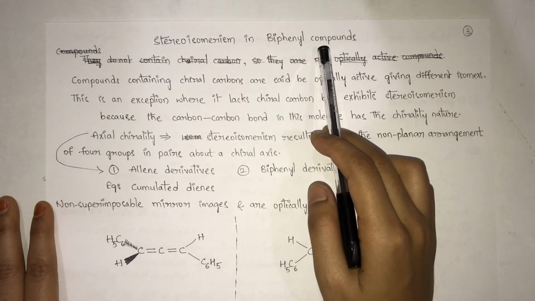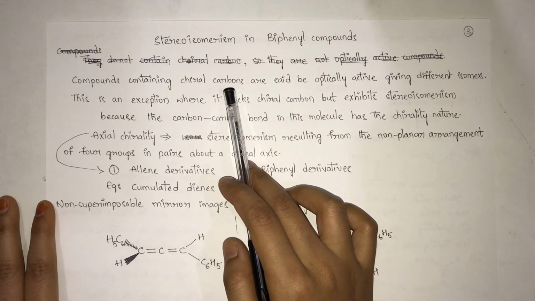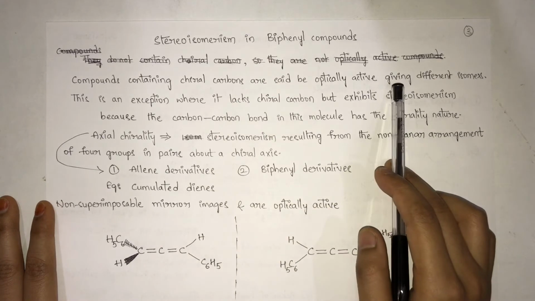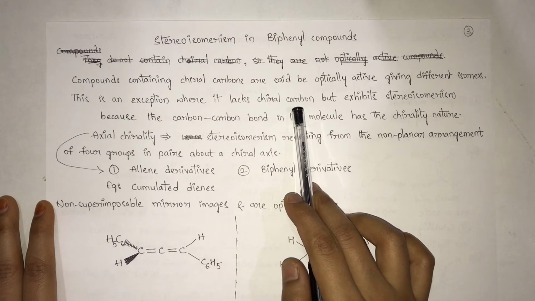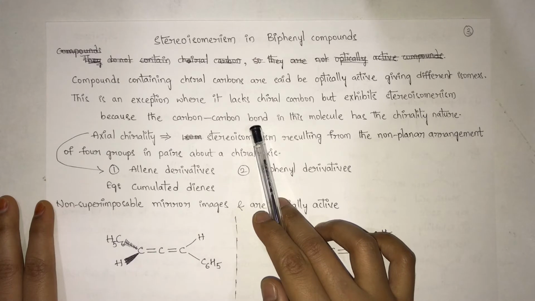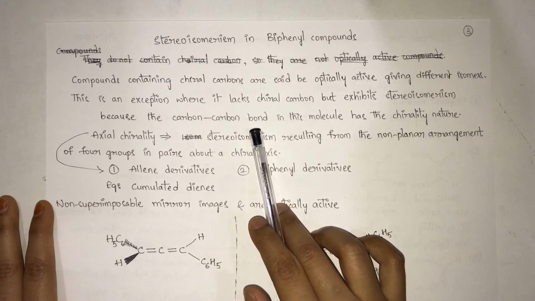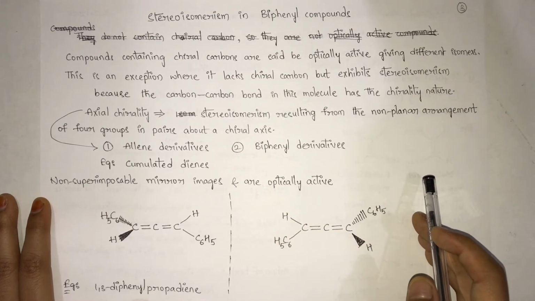Stereoisomerism in biphenyl compounds. We know that compounds containing chiral carbons are said to be optically active, giving different isomers. This is an exception where it lacks a chiral carbon but exhibits stereoisomerism because the carbon-carbon bond in this molecule has the chirality nature. That means we do not have any chiral carbon, but the carbon-carbon bond is behaving as a chiral carbon. In order to understand stereoisomerism in biphenyl compounds, first we should know about axial chirality.